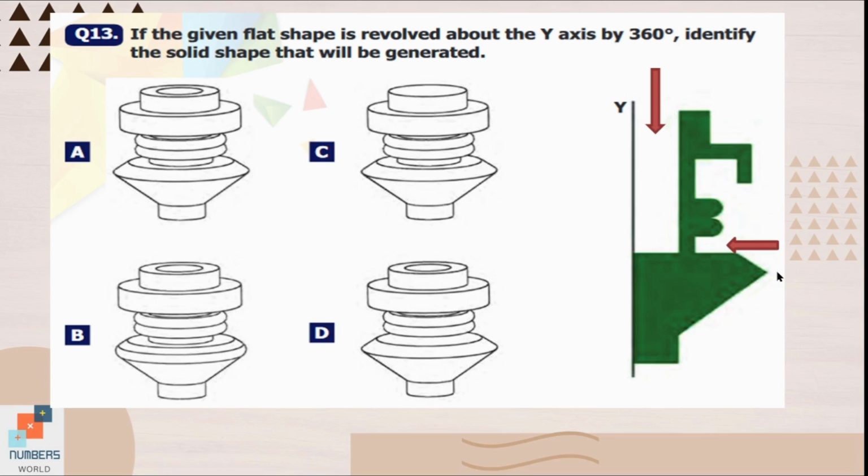Now, the third thing to be noticed is that the edge is quite pointed over here. So obviously, the edge of the 3D shape will be pointed. In option B, we can see the edge is quite rounded as compared to option A. So we will choose option A over here because it is fulfilling all the criteria.